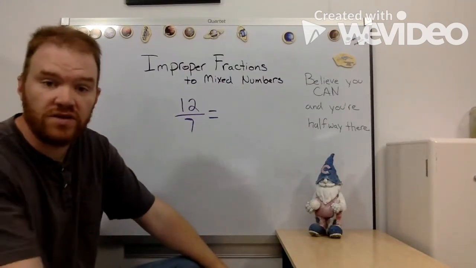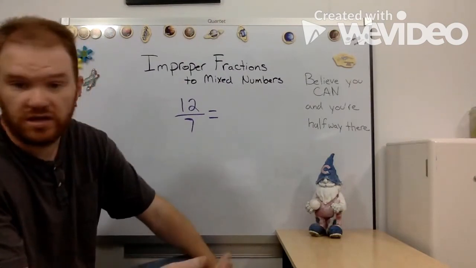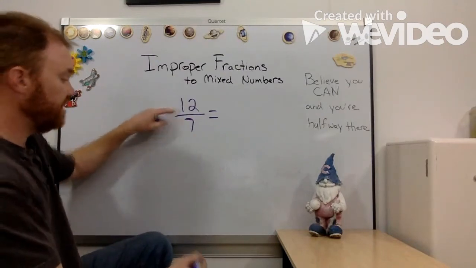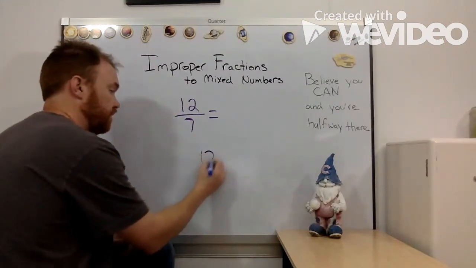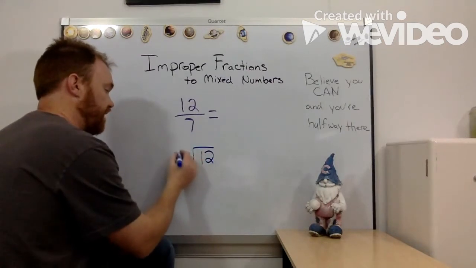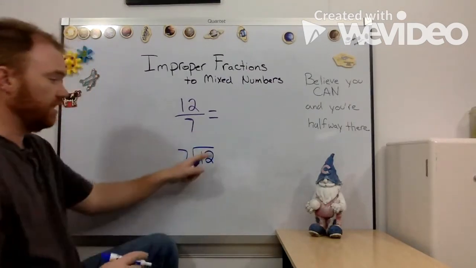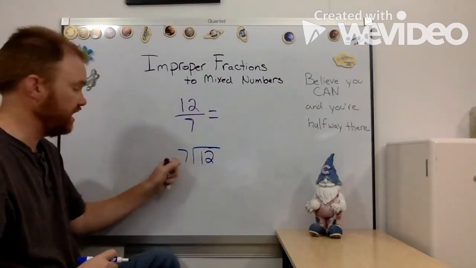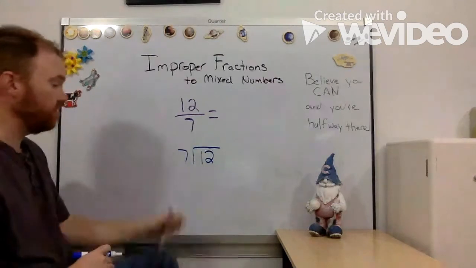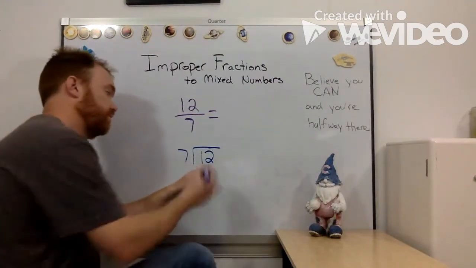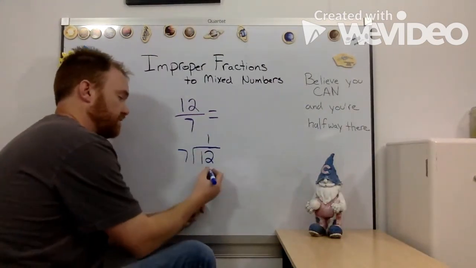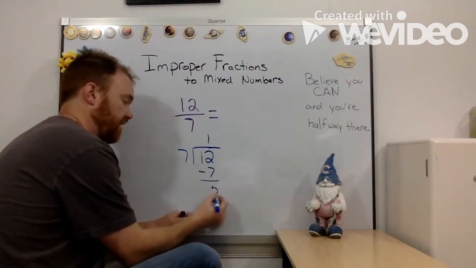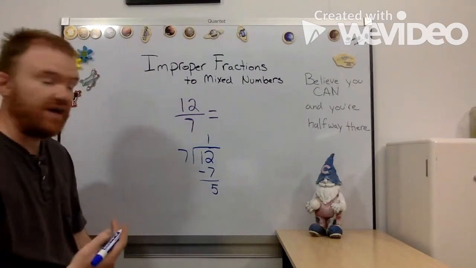If you can do long division, this process should be very simple. I'm going to take my numerator and divide it by the denominator. The numerator goes in the cage, and the denominator goes outside the cage. 7 goes into 12 one time. 1 times 7 is 7. 12 minus 7 gives me 5. So now I have a remainder of 5.